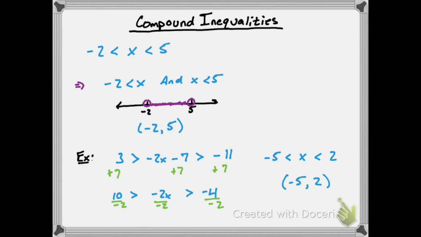Another way of reading this is just to say x is between -5 and 2. And that's exactly what our solution in interval notation represents.